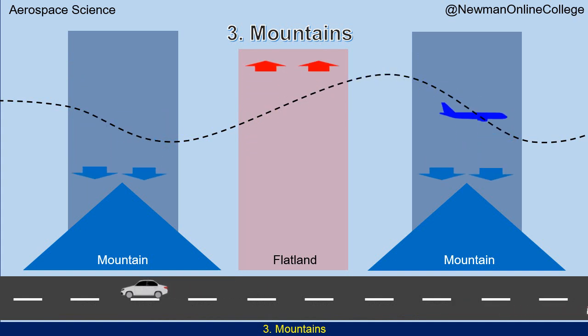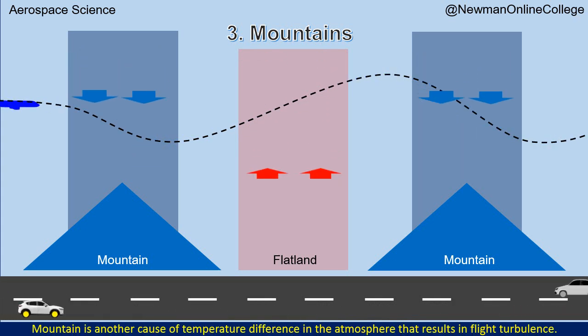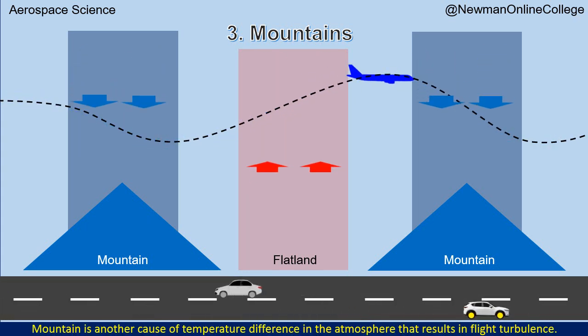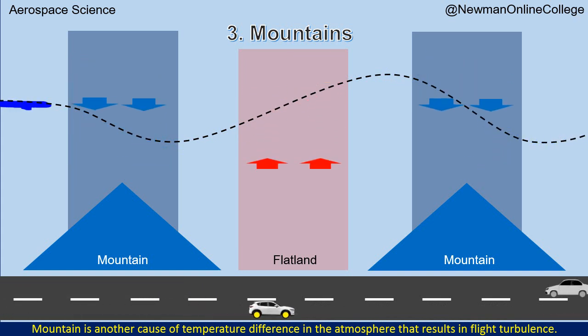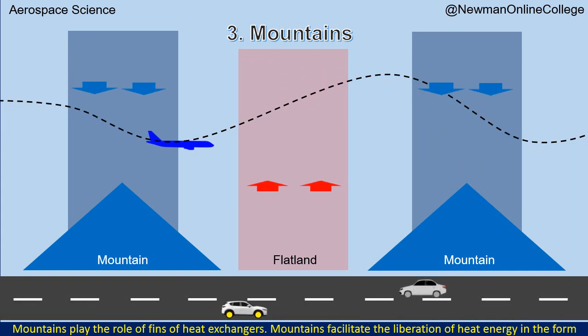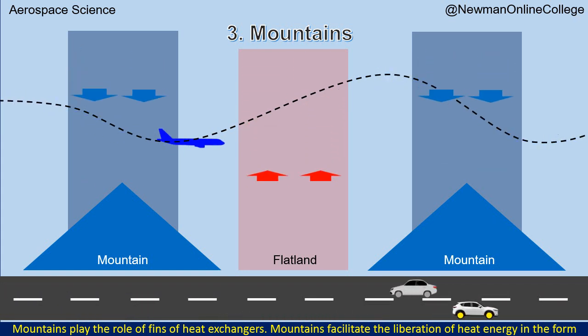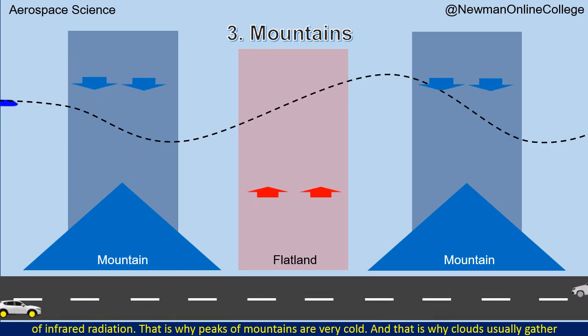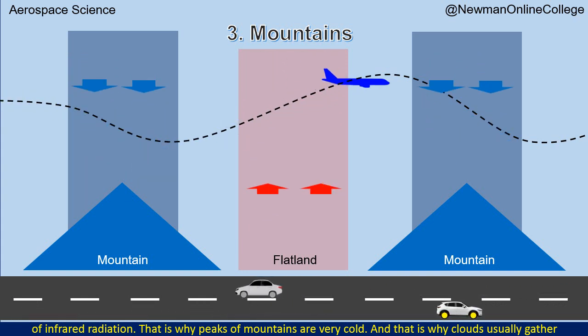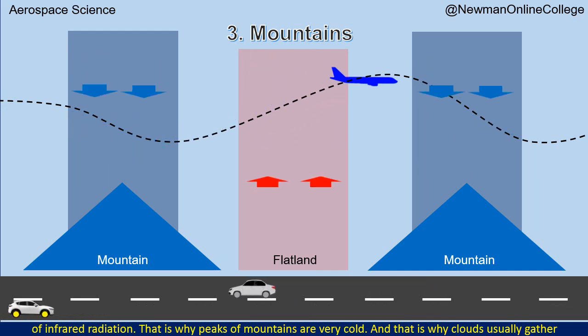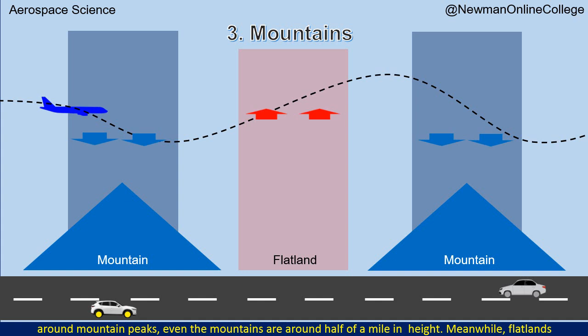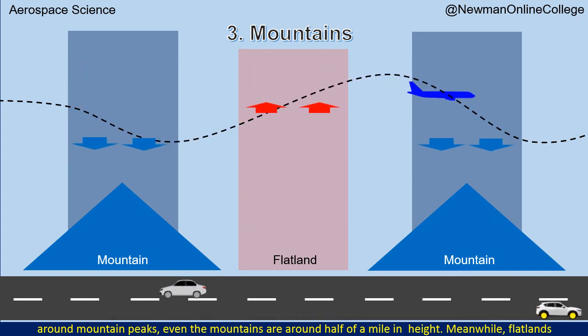3. Mountains. Mountain is another cause of temperature difference in the atmosphere that results in flight turbulence. Mountains play the role of fins of heat exchangers. Mountains facilitate the liberation of heat energy in the form of infrared radiation. That is why peaks of mountains are very cold. And that is why clouds usually gather around mountain peaks, even if the mountains are around half of a mile in height.